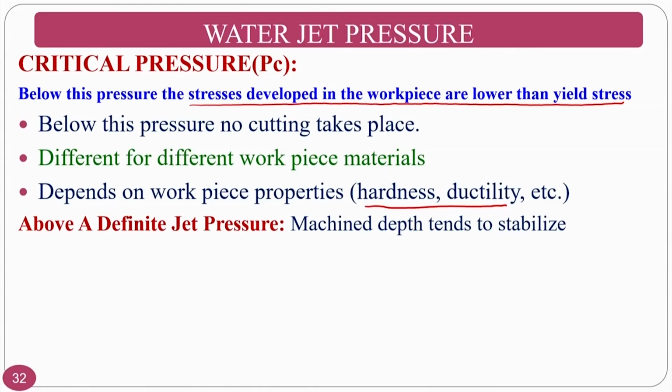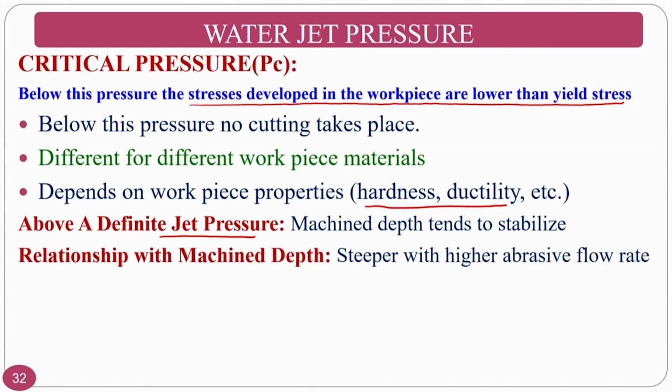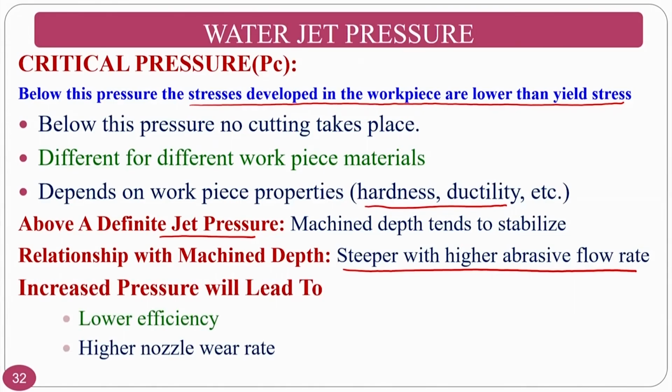Above a definite jet pressure, what will happen? The machining depth tends to stabilize, because after a certain value it starts stabilizing. The relationship with the machining depth is steeper with the higher abrasive flow rate. Normally, if you have more flow rate, more and more material removal will take place, and the curve goes steeper.